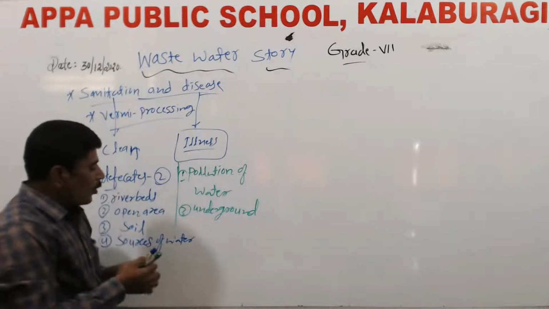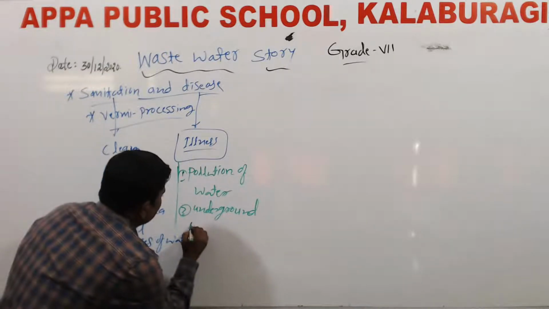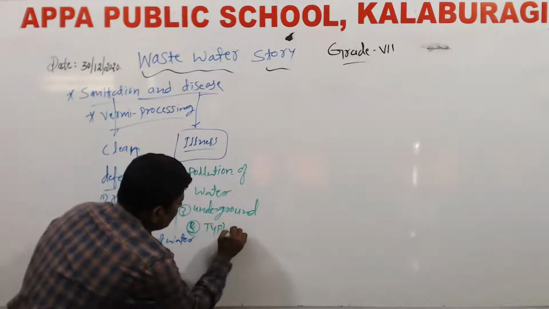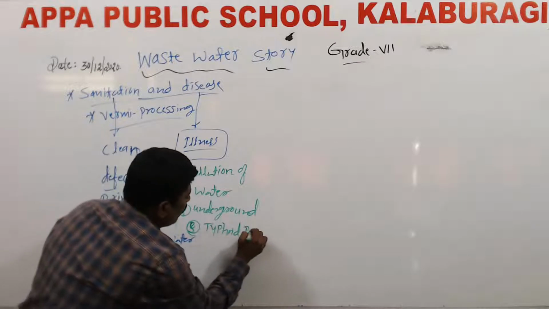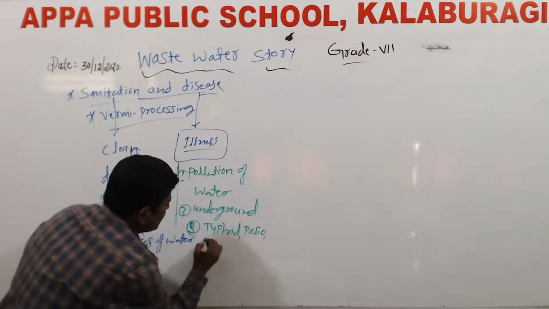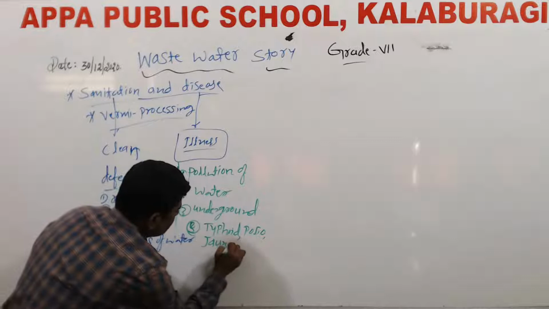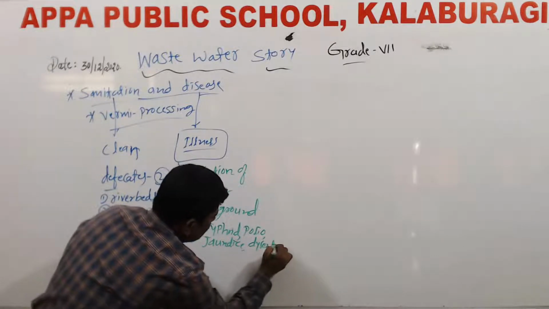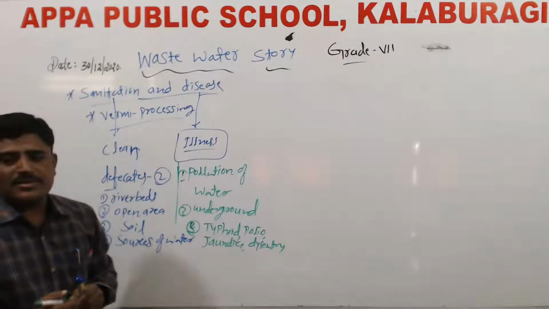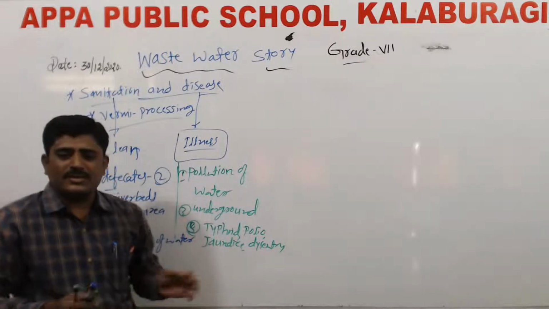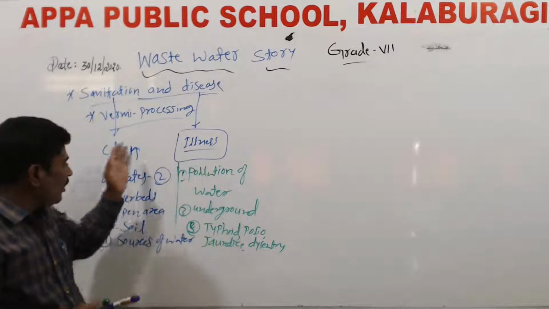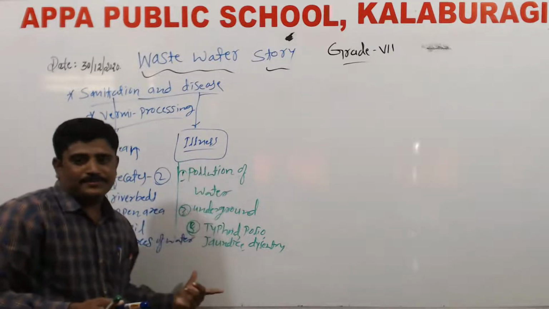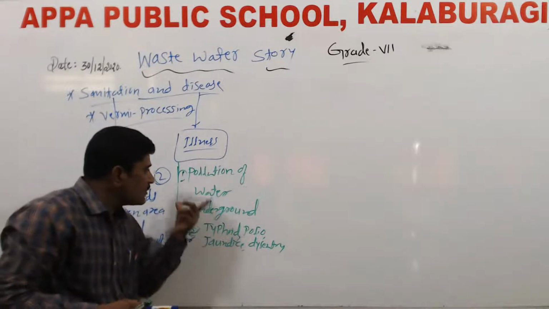And what are the problems? It causes diseases. Typhoid is the name of a disease. Polio. Next, jaundice, dysentery. So these are the diseases caused. Yes, what happened? If we do not maintain sanitation, you have to face these problems.